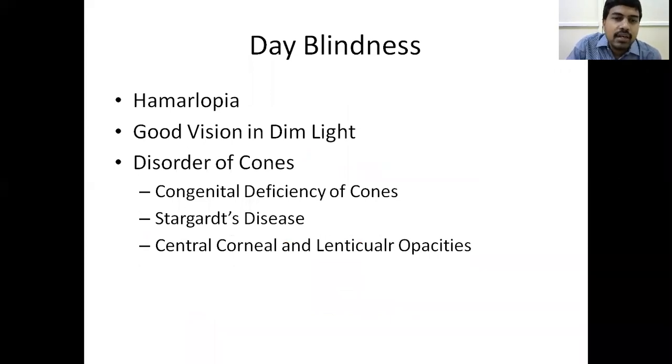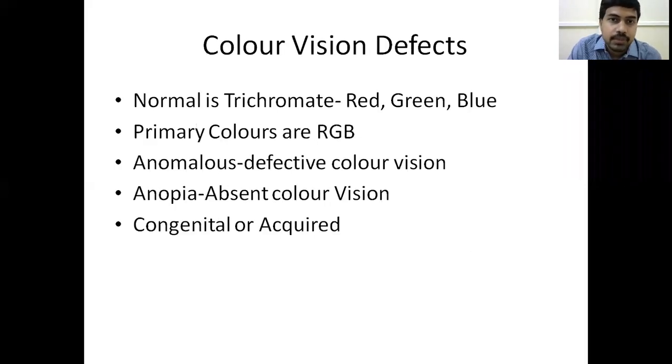It is a good vision in dim light. It is a disorder of the cones. It could be due to congenital diseases like congenital deficiency of cones or Stargardt's disease, or it could be due to central corneal and lenticular opacities. I told you, in central opacity, in daytime the pupil constricts. When the pupil constricts, the central lenticular opacity obstructs the vision. And as the pupil constricts, initially when the pupil was dilated, some light was going to the periphery. But now as the pupil constricted, there is no light going into the eyeball. So the patient complains of day blindness. So the difference they'll be asking you in your practical exams.